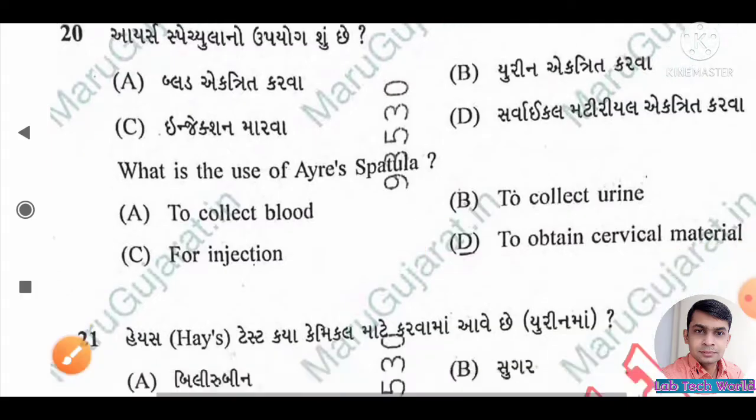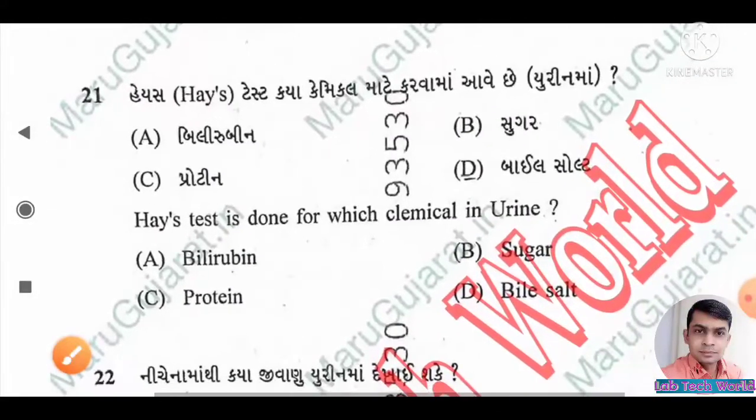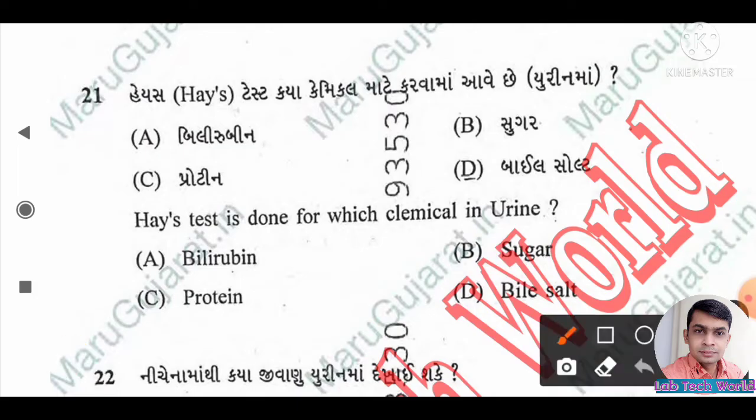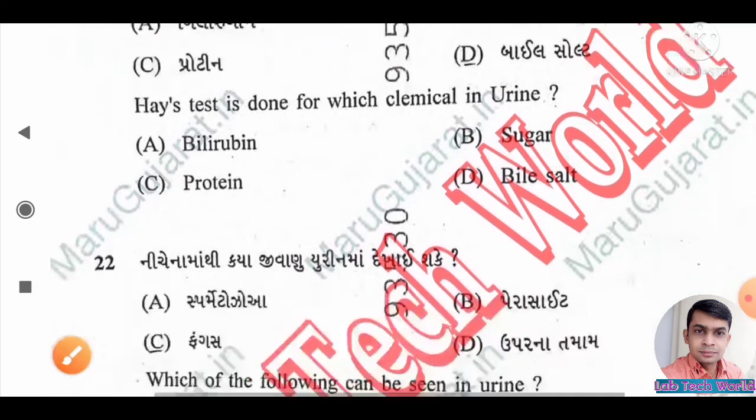Move to the next question, number 21. Hay's test is done for which chemical in urine? Options A bilirubin, B sugar, C protein, D bile salt. And the correct answer for this question is D, bile salt, for which Hay's sulfur flower test is used. Very repeatedly asked question, you can remember the answer of this question.